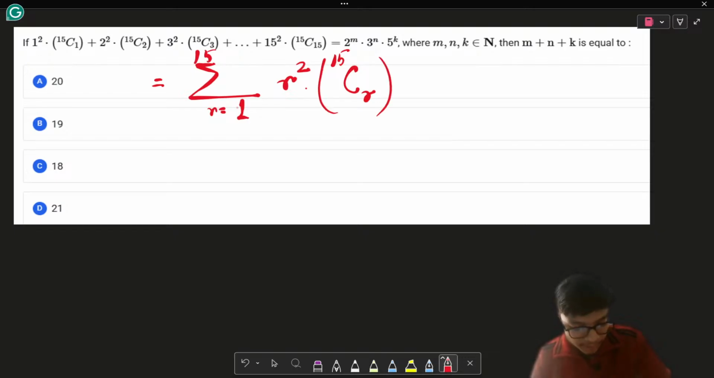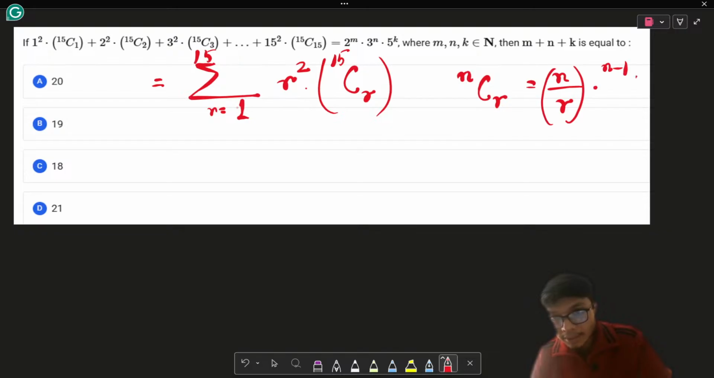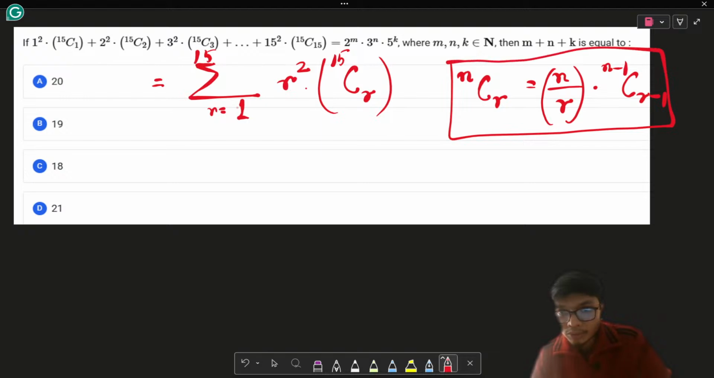Now having this summation, we'll try to apply one very important property, that nCr can also be written as n by r times (n minus 1)C(r minus 1). This is one of the very important properties that we use here.